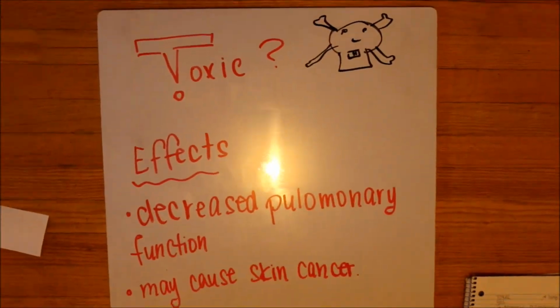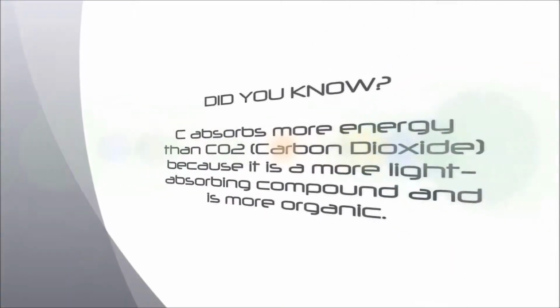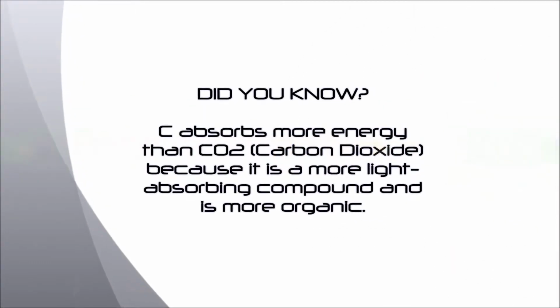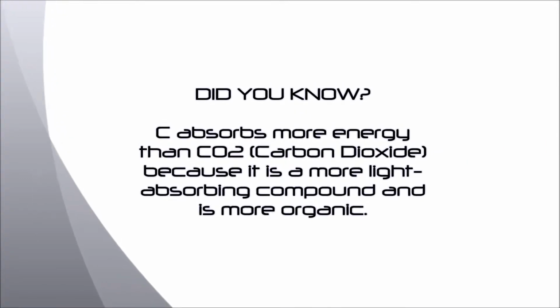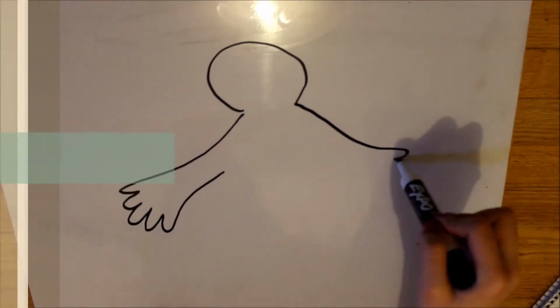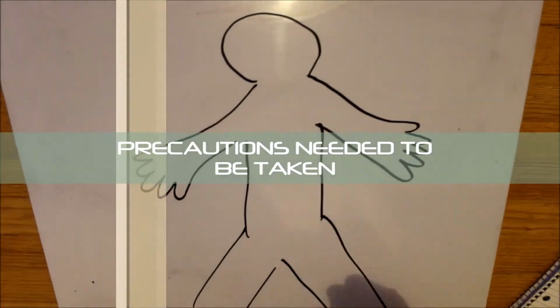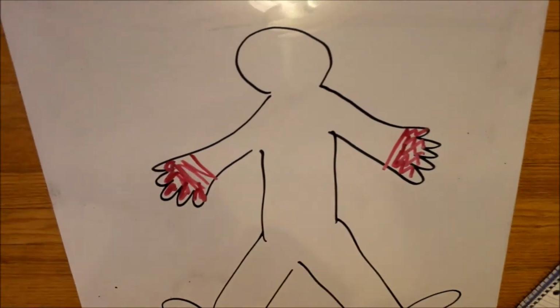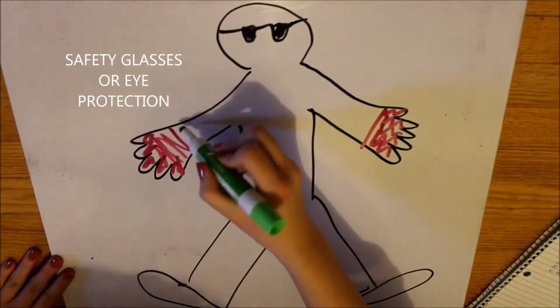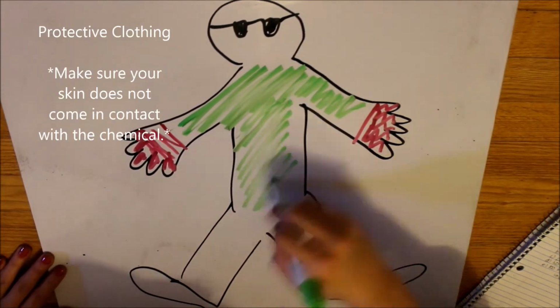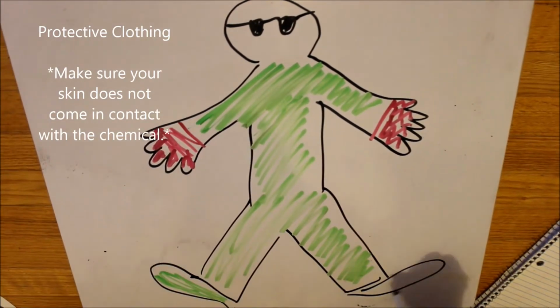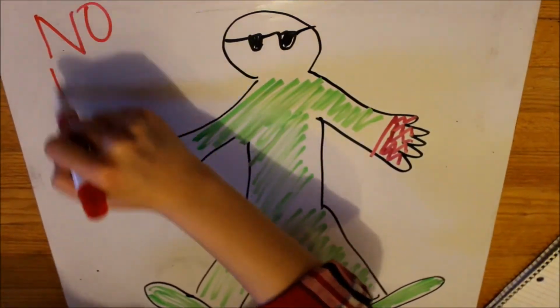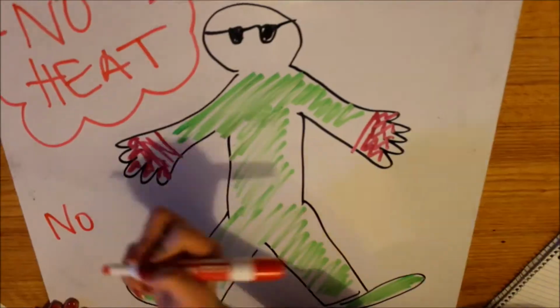Did you know that carbon black absorbs more energy than CO2 because it is a more light absorbing compound and is more organic? Precautions need to be taken. When dealing with carbon black, eye protection and gloves are needed. Also, protective clothing is needed to avoid contact with carbon black. Also, make sure to not be by any heat sources and make sure not to be by fires, for it can be extremely explosive.